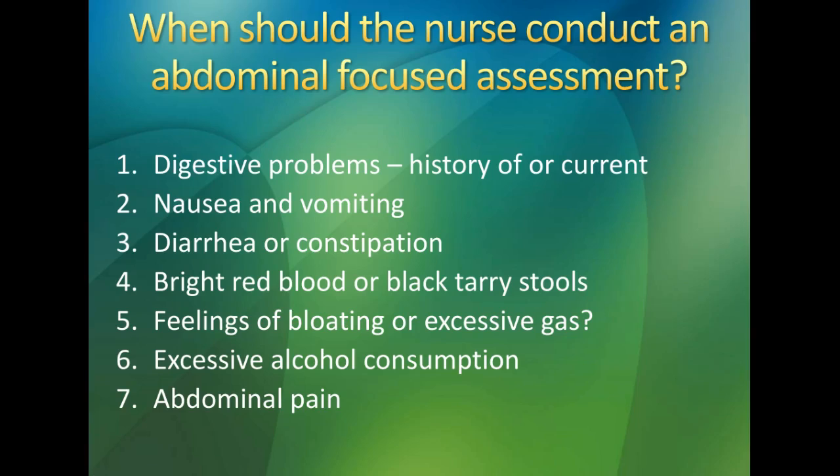So when should you conduct an abdominal assessment? Well, if somebody's complaining of digestive problems, whether it's a history of it or current, somebody presents with nausea and vomiting, diarrhea or constipation, bright red or black tarry stools. Incidentally, bright red stools are going to be indicative of a lower GI bleed. Black and tarry are going to be upper GI. Feelings of bloating or excessive gas, alcohol consumption in excess, and complaints of abdominal pain are just a few examples.